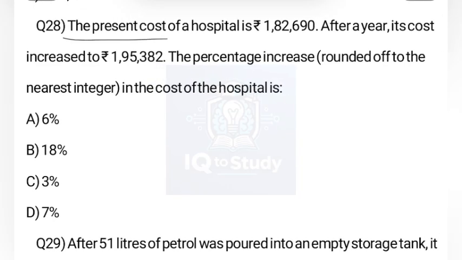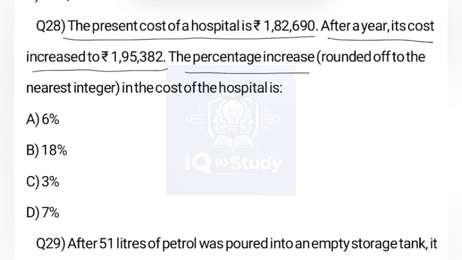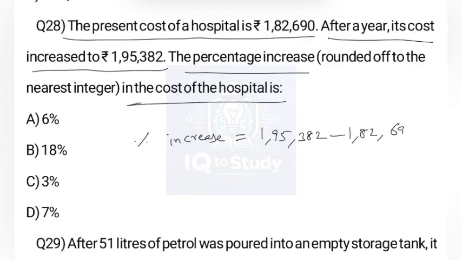The present cost of a hospital is 1,82,690. After a year, its cost increased to 1,95,382. The percentage increase in the cost of the hospital is. So, percentage increase is equal to 1,95,382 minus 1,82,690 divided by 1,82,690 into 100.